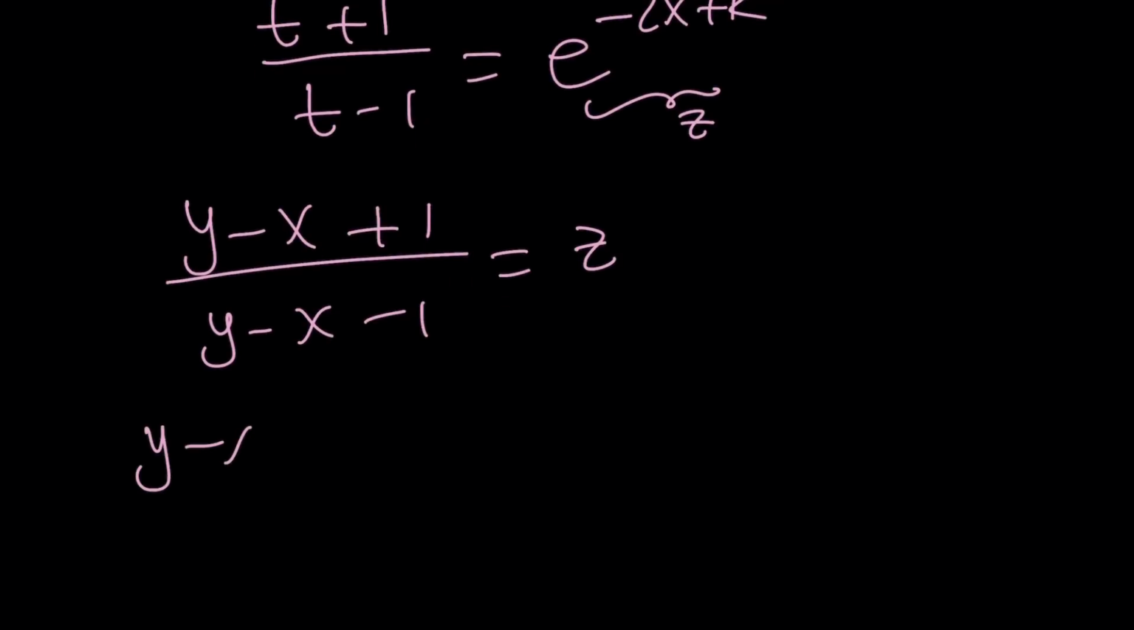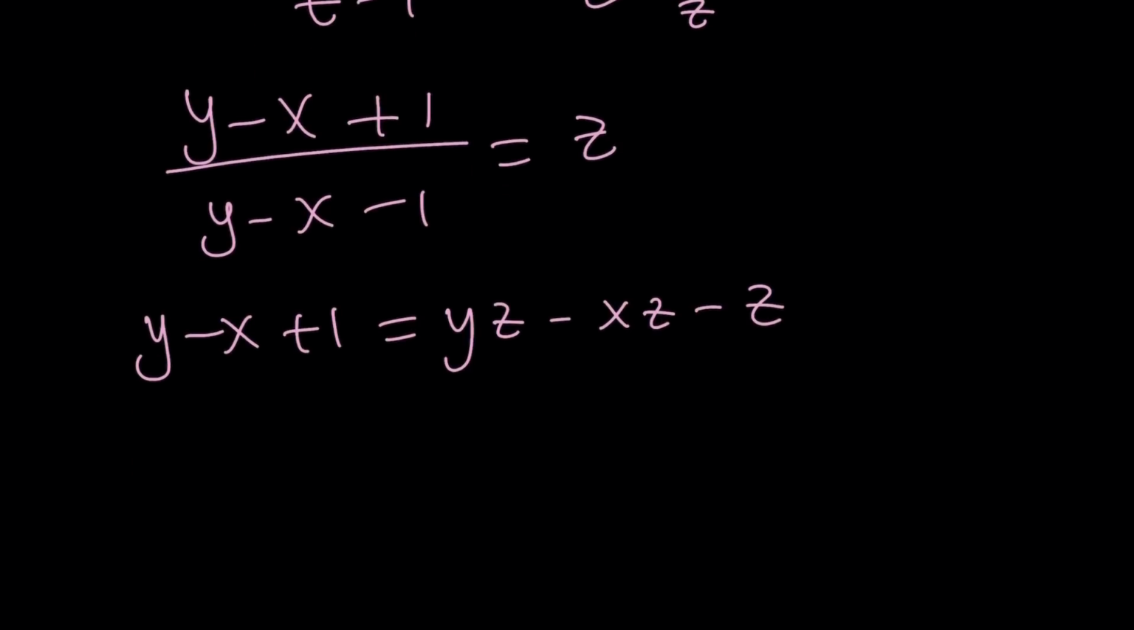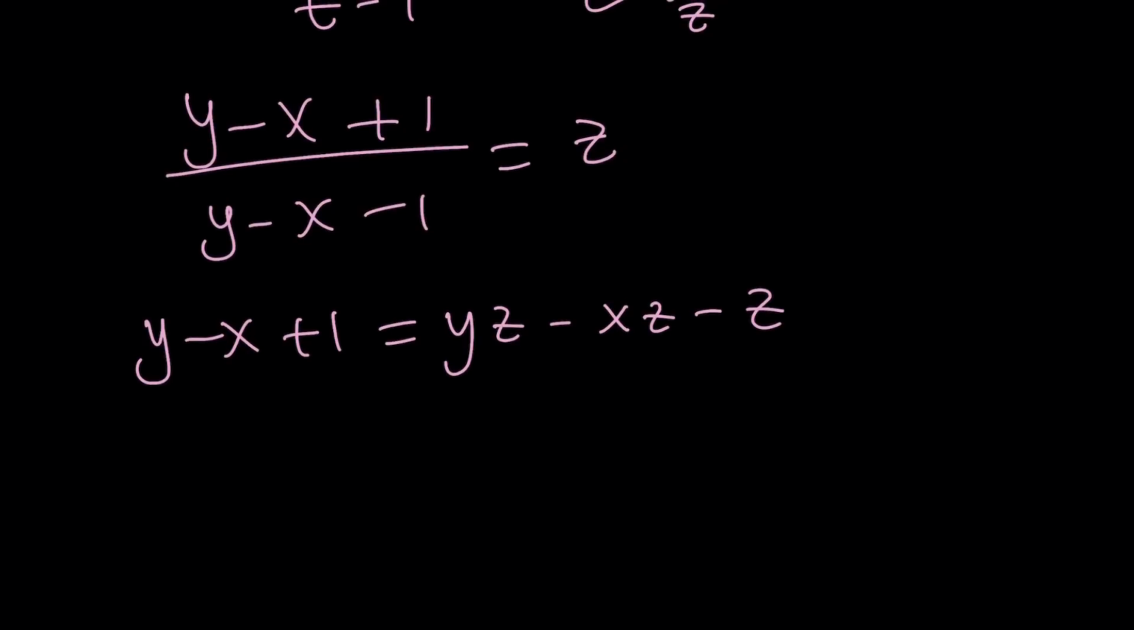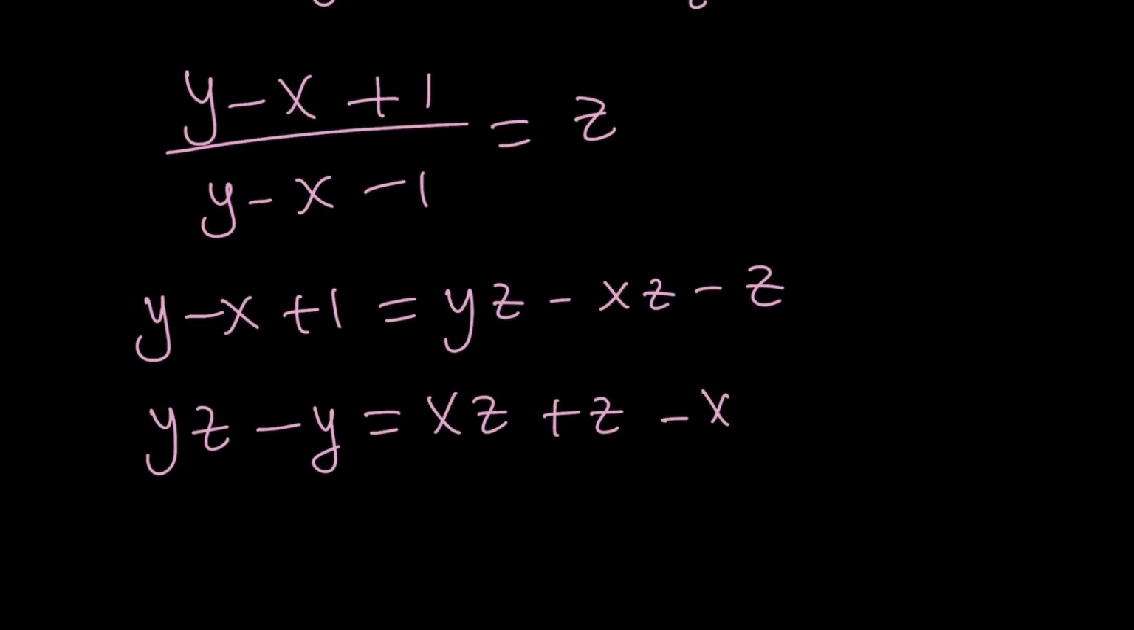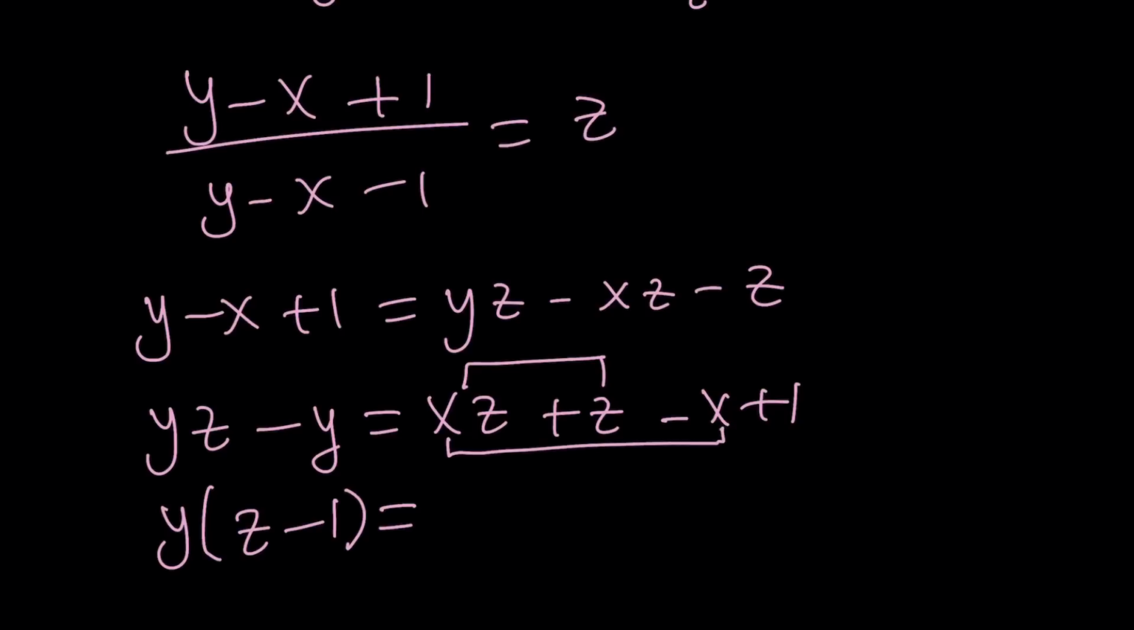And then from here, I'm getting y minus x plus 1 equals yz minus xz minus z. And then I want to put everything that contains y on one side. So kind of like right-hand side would be the right side. Yz minus y equals, and then bring over the xz plus z here, and then minus x plus 1. And then here we can factor out a y. And then here we can basically put these two together. Let's go ahead and put these two together. That's going to give me x times z minus 1, right? And then plus z minus 1.